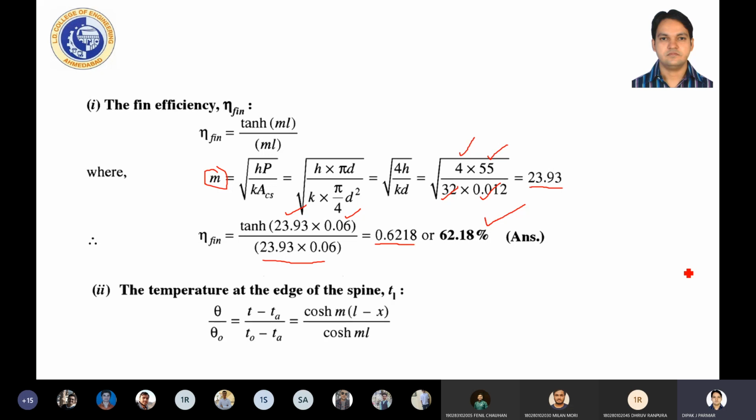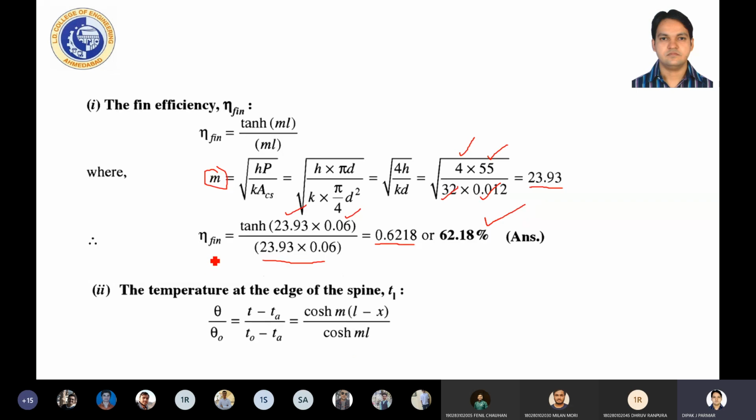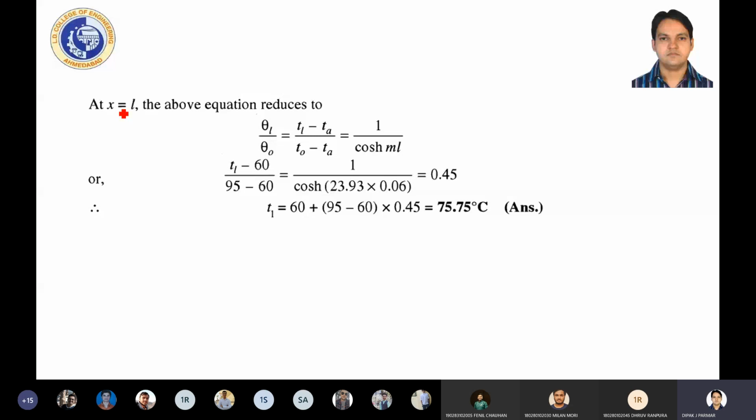Now the second criterion we want to calculate is the temperature at the edge of the spine. The equation is already known to you: T minus T infinity divided by T0 minus T infinity will be equal to cosh m(L minus x) divided by cosh mL. Now our intention is to get the temperature at the edge, right? So x equal to L we have taken, meaning at the tip we want to calculate the temperature.